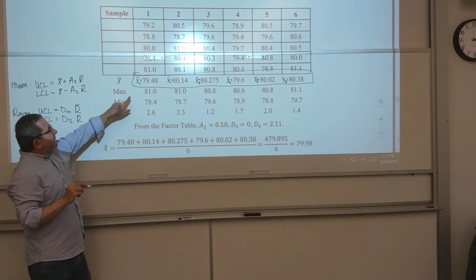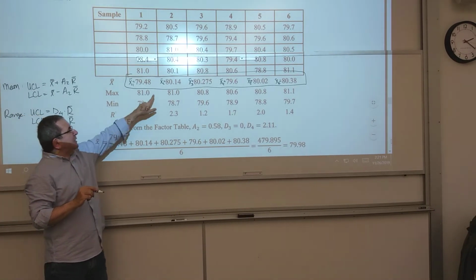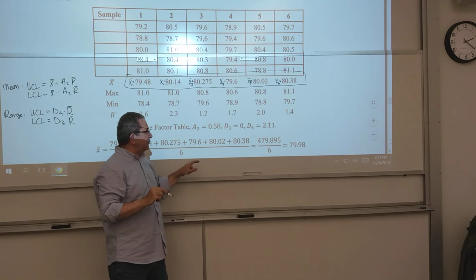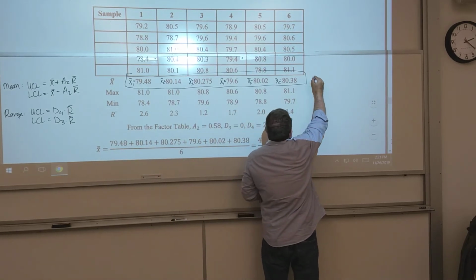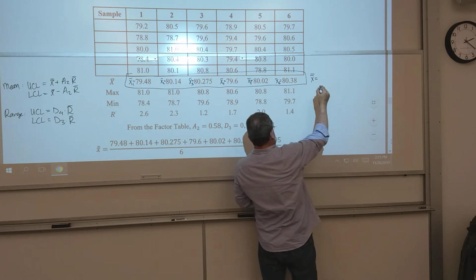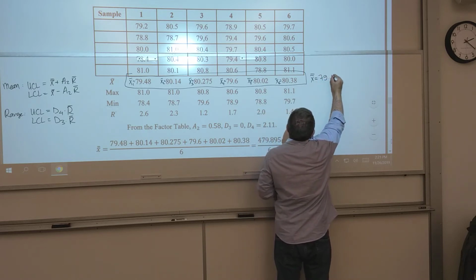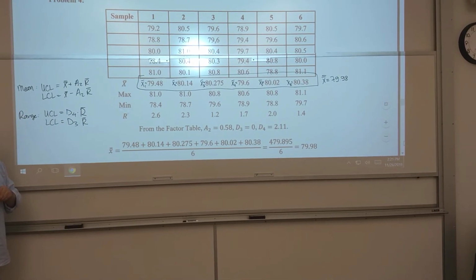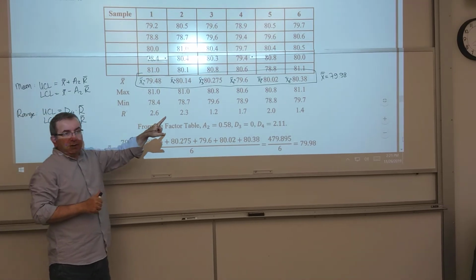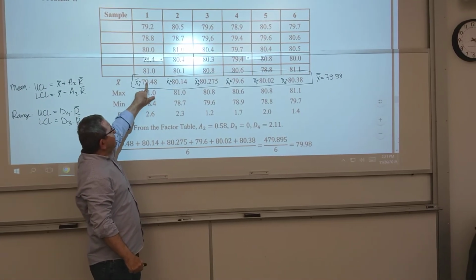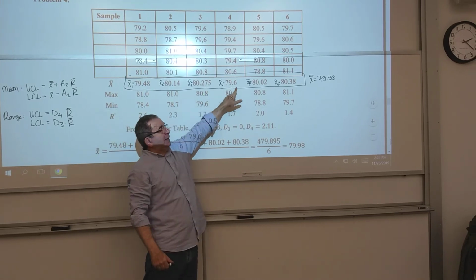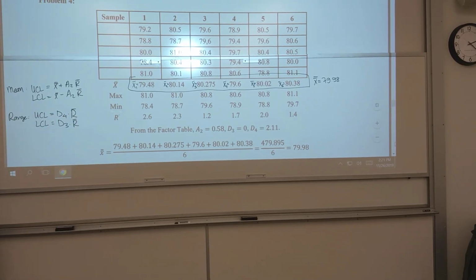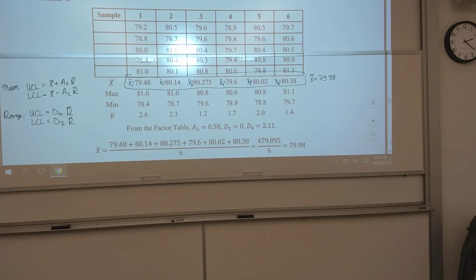So 79.48 plus 80.14 plus this, etc. And x double bar will be 79.98. So is everybody clear how I found x double bar? I first calculated the individual sample means, and then I took the average of the sample means.